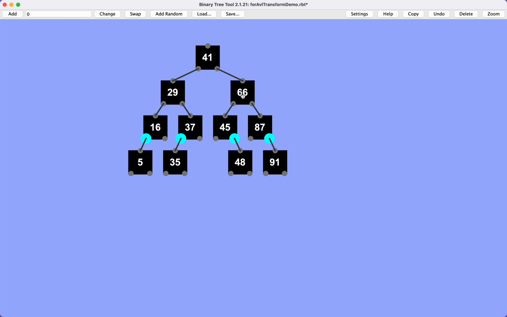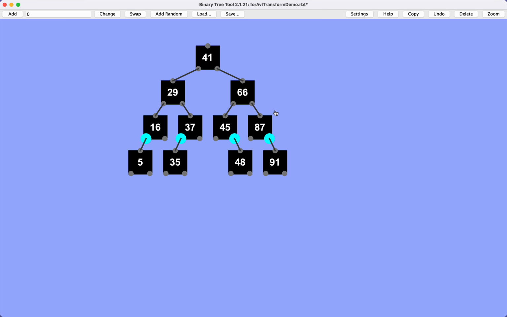Okay, so that's basically what happens when we're doing insertions. And the details of how to know what rotation to do and things like that, and how to mark balance factors, we'll look at a little bit later. Okay, now let's do some deletions. Let's try deleting the 91 and see what happens.